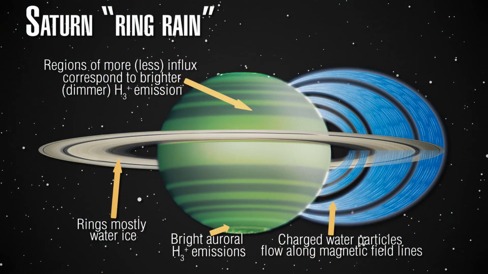The other signatures you see here on the diagram are the bright H3+ auroral emissions, which are also related to magnetic field phenomenon, but those are at magnetic fields that are very different from the ring magnetic fields that we're describing here, okay? So they're distinct from this phenomenon. So, now the question is, why would you have bright H3+ emission at some latitudes and then dimmer H3+ emission at other latitudes? Or in other words, why do you have such variability in H3+ emission?